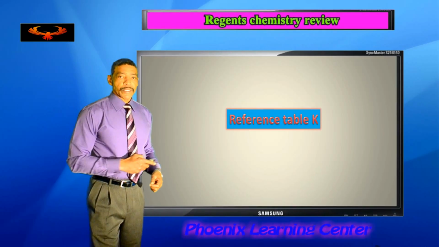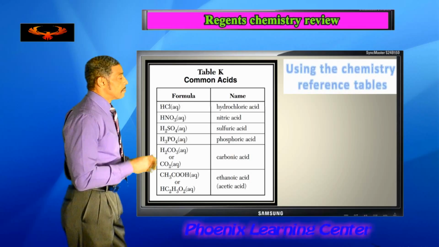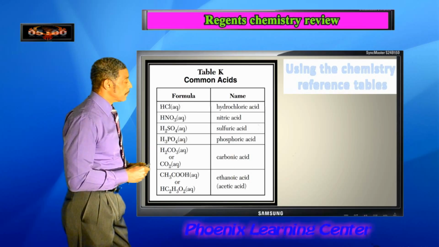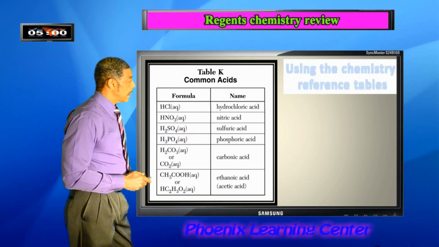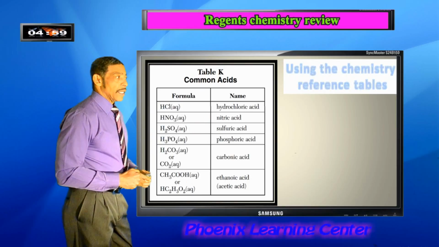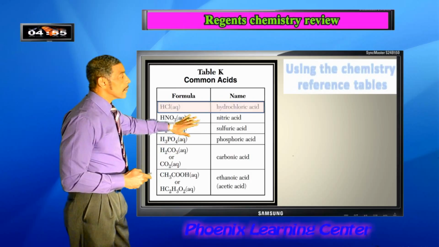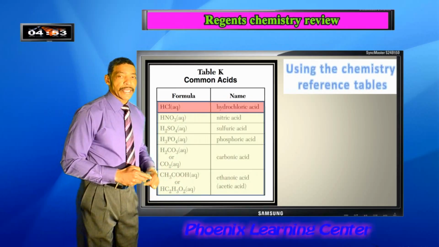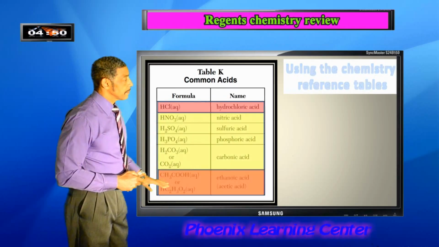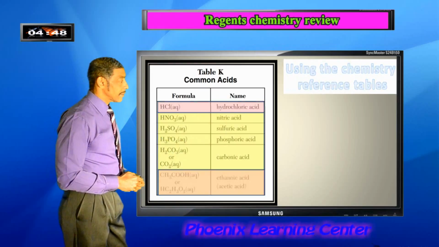Now reference table K. Most of the acids that you will need to know are found on reference table K. HCl is a binary acid. The other acids are ternary acids, and acetic acid is called an organic acid.